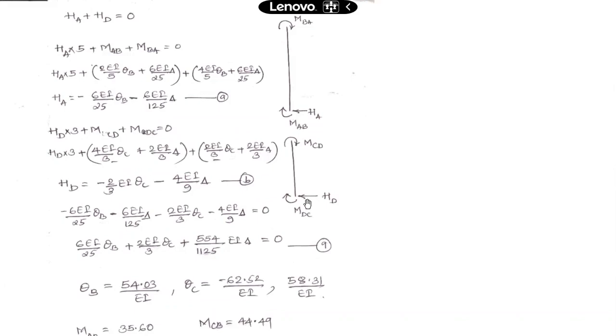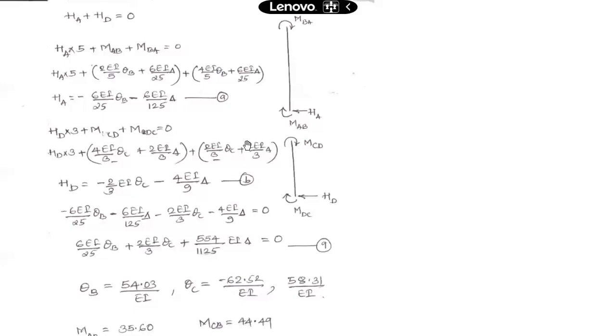So here what will happen? HD into this distance, 3 meters. And this moment is also clockwise. So plus HD into 3 plus MDC, moment at joint D, plus MCD, moment at joint C. When you add all these moments, taking moment about joint C, summation of moment about joint C equals 0, I'll get this equation. So this will tell us what HD is equal to. So this is what I come across. HD will be equal to minus 2 by 3i theta C minus 4 by 9i delta. So I call this as B.